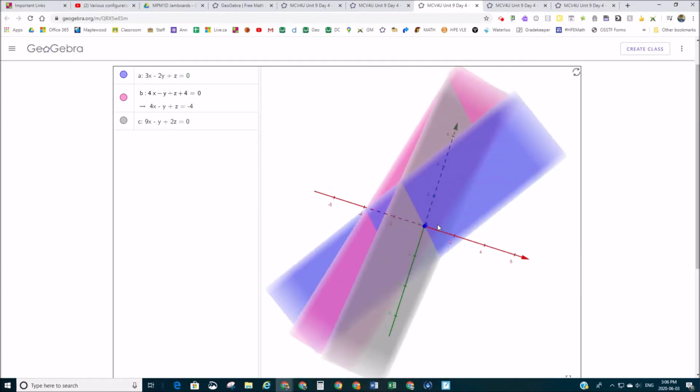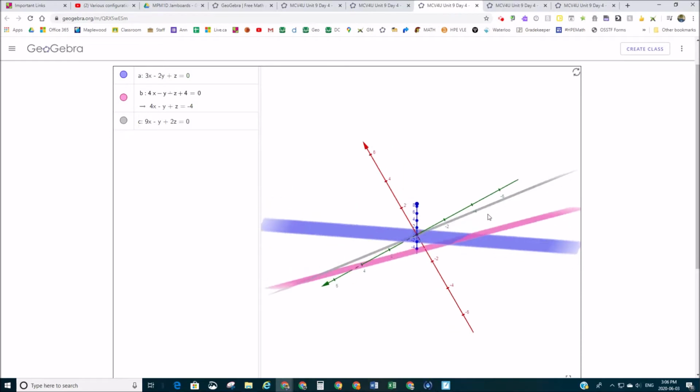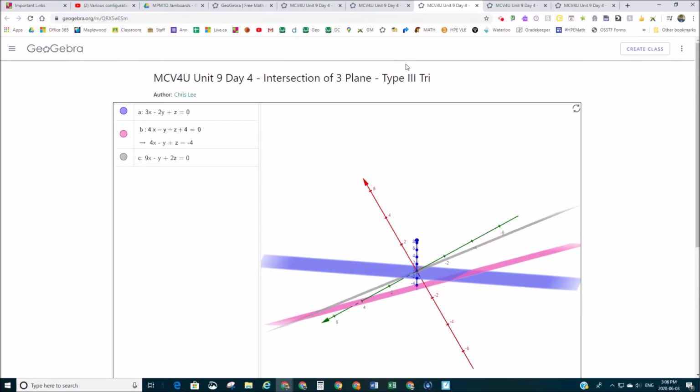But safe to say there is no spot where all three of them intersect. I don't know if you can see that. They do intersect with each other in different ways, but there is no spot where there is a common intersection. All right, so this is type 3, and you see I've got TRI. The reason I've called it TRI is that it creates this triangle. You can see this triangle of them being webbed together. But there's no common intersection.